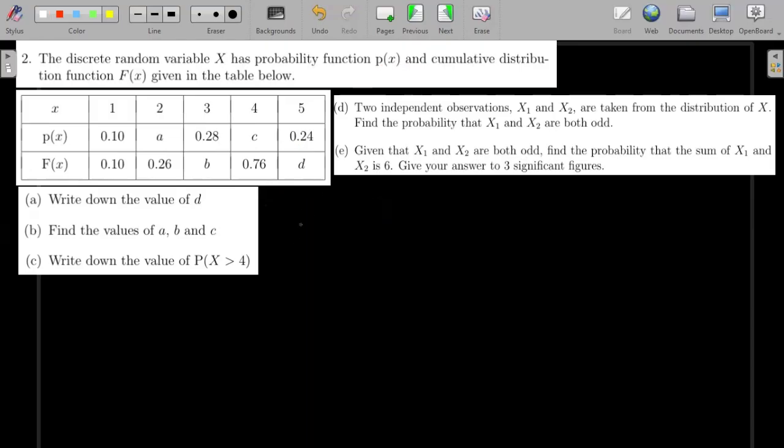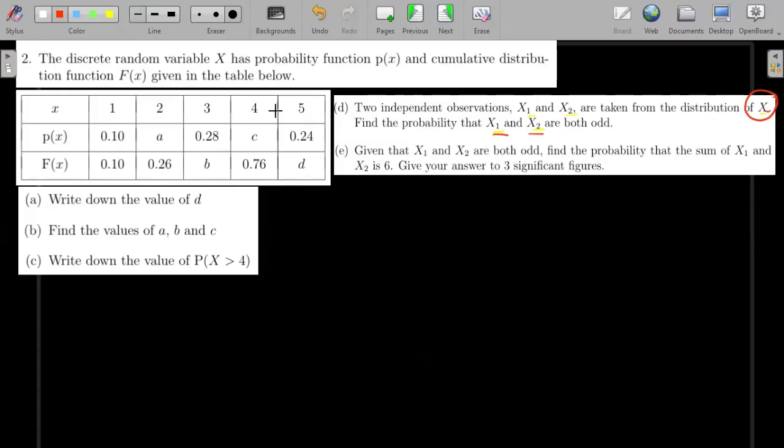Right, so now let's look at d. They're saying two independent observations, X1 and X2, are taken from the distribution of X. Find the probability that X1 and X2 are both odd. So how can we solve this question? How can we find that both X1 and X2 are odd? First of all, we need to calculate the probability that X is odd.